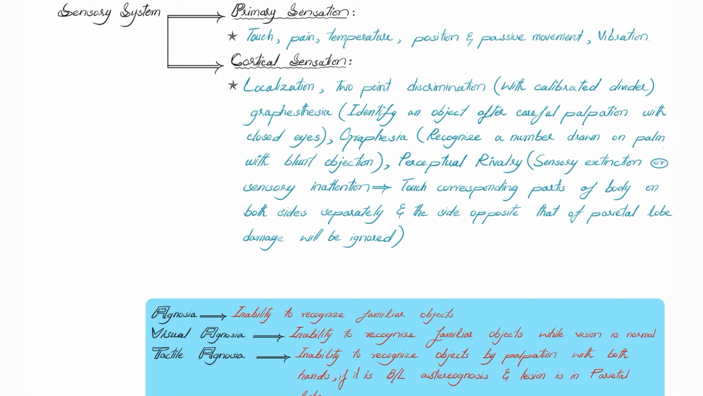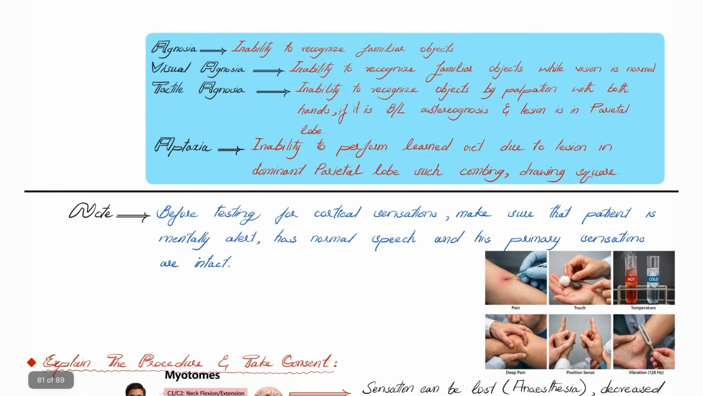Astereognosis: the patient is unable to identify an object after careful palpation with closed eyes. Agraphesthesia: the patient is unable to recognize a number drawn on the palm with a blunt object. Perceptual rivalry, which is also called sensory extinction or sensory inattention: the examiner touches corresponding parts of the body on both sides separately, and the side opposite that of parietal lobe damage will be ignored. And there are four terms that you should have knowledge about.